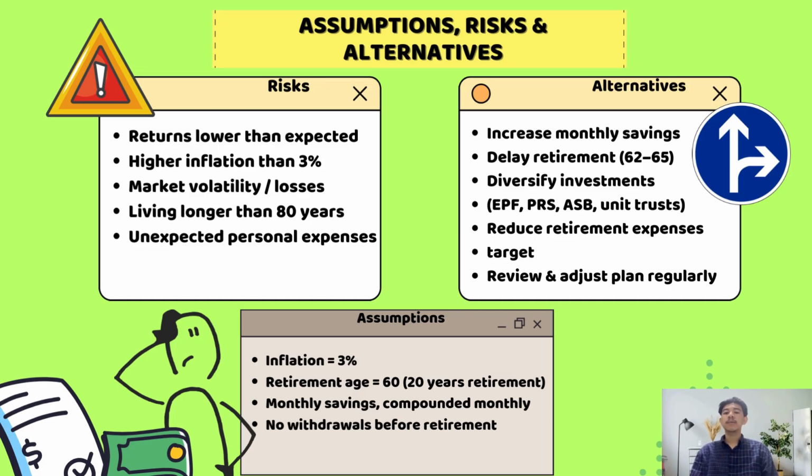So, we suggest some alternative plans. First, he can increase his monthly savings if the return is not enough. Second, he may delay retirement to 62 or 65, which gives him more time to save. Third, he should diversify his investment such as EPF, PRS, SPM, and unit trust to balance safety and growth. Another option is to reduce his retirement expense target if necessary. Finally, it is very important to review and adjust the plan regularly to keep it realistic. With these alternatives, Mr. Arif will have more flexibility and a higher chance of meeting his retirement goal.